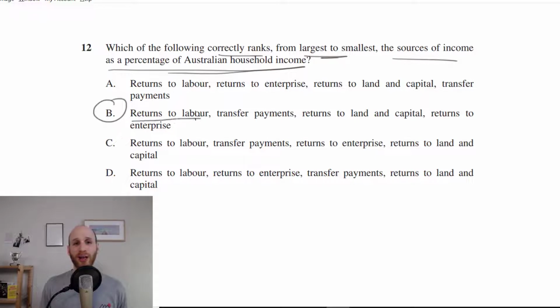So that returns to labour, wages were the highest source of income, followed by transfer payments, and then returns to land and capital, and returns to enterprise. So this is the order to know in terms of the sources of income that households receive based on their kind of relative weight or relative importance to a household.